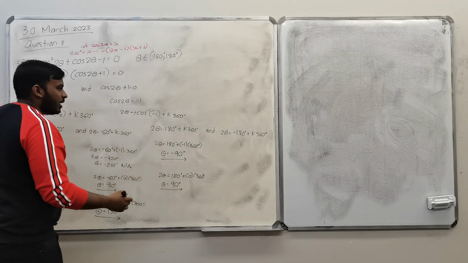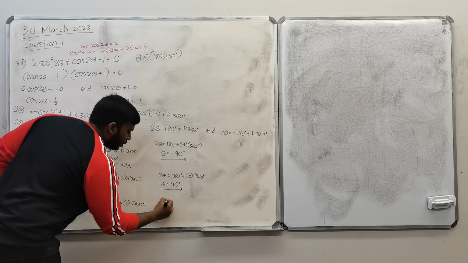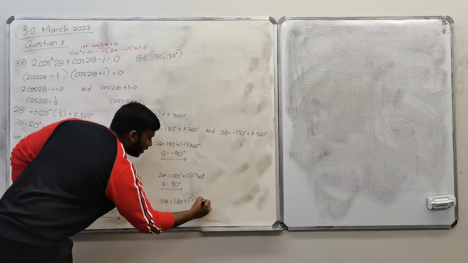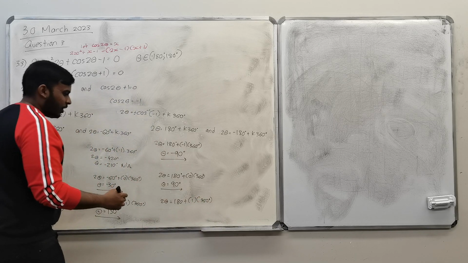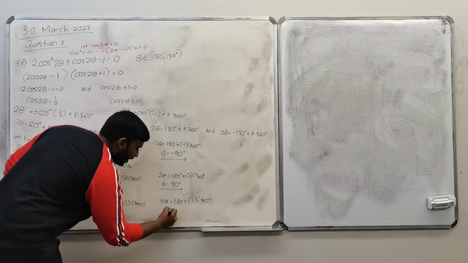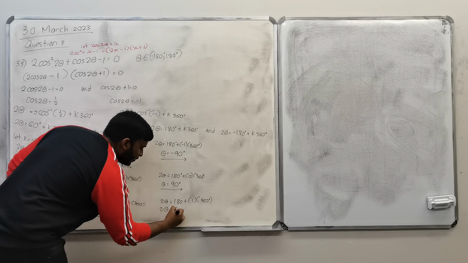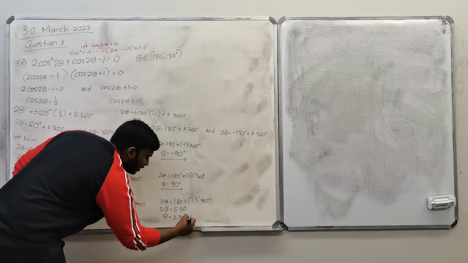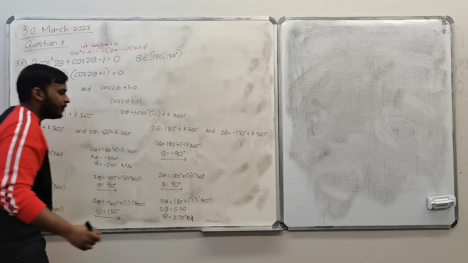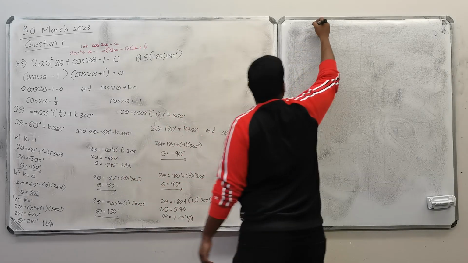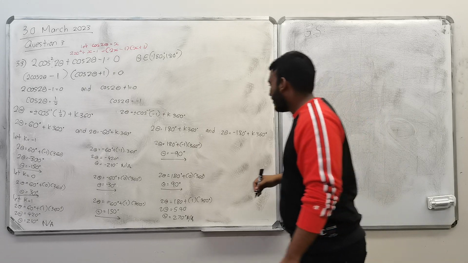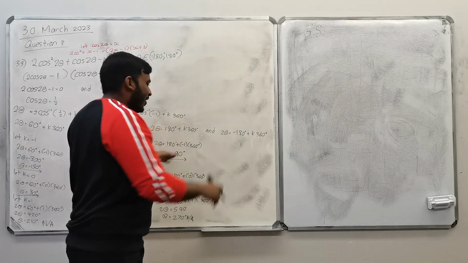If you try with 2 theta is equal to 180 plus 1 times 360, 2 theta is equal to 540, theta is equal to 270, which is not applicable. So your values for theta using the general solution, right? Okay, you understand the method, right?